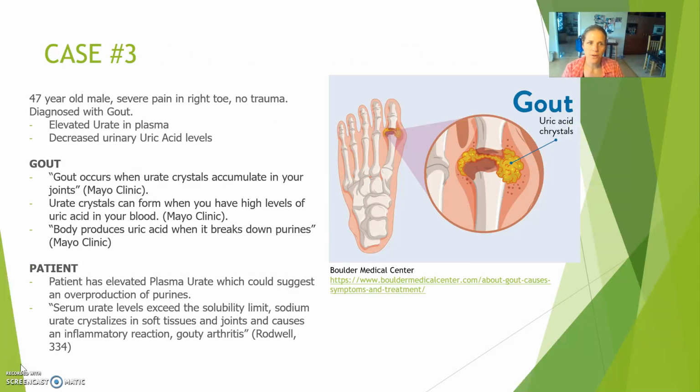So in our case number 3, we have a 47-year-old male with severe pain in his right toe, no trauma. We've diagnosed him with gout, and he has elevated urate in his plasma but decreased urinary uric acid levels. Gout occurs when urate crystals accumulate in the joints, and the body produces uric acid when it breaks down purines. So our patient has elevated plasma urate, which would suggest an overproduction of purines.